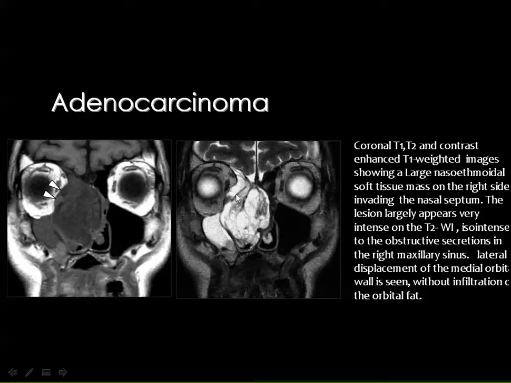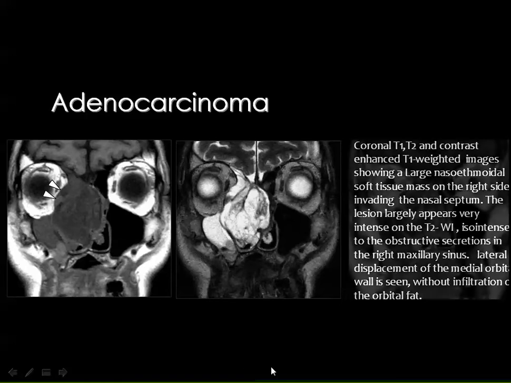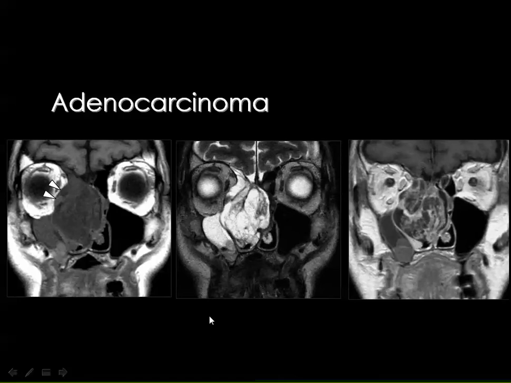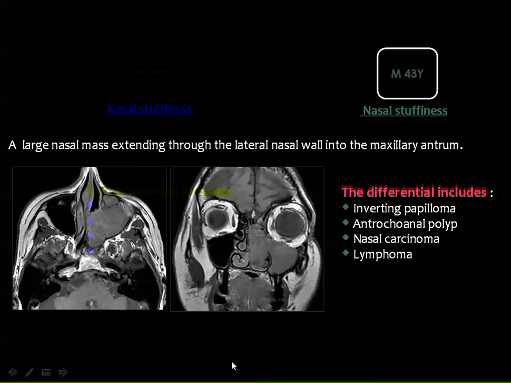originating in the nose and the ethmoids, with consequent obstruction of the maxillary antral ostium drainage and retained secretions within the antrum. Then if you look at the contrast enhanced image, you can appreciate the heterogeneous enhancement of the lesion. It is not just a polyp in the nose or just a mucosal thickening, but it's an aggressive destructive lesion.